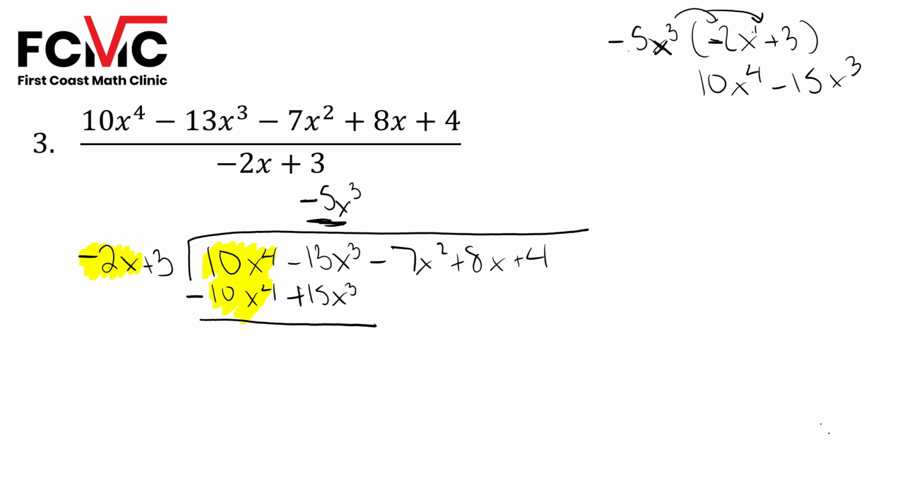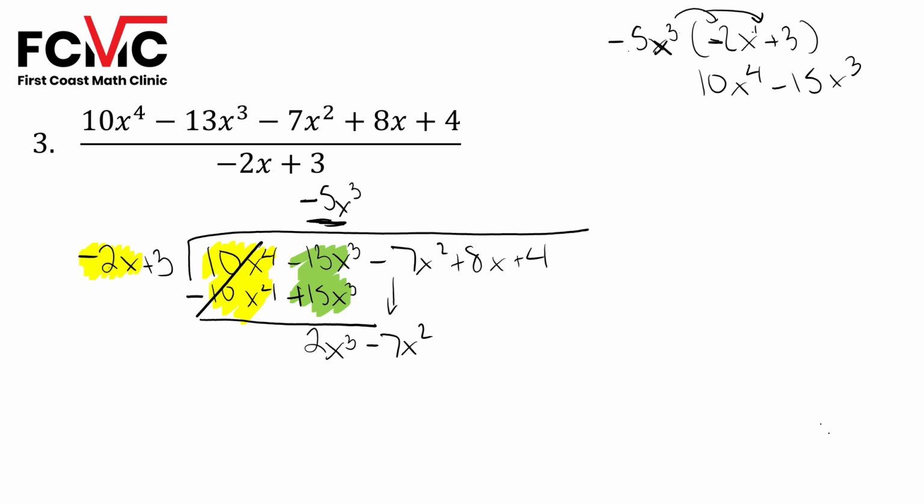So our x to the 4ths, 10x to the 4th minus 10x to the 4th, well, these are going to wind up canceling each other out. And then our negative 13x to the 3rd plus 15x to the 3rd, that's just going to give us 2x to the 3rd. And now we can bring down the negative 7, or minus 7x squared.